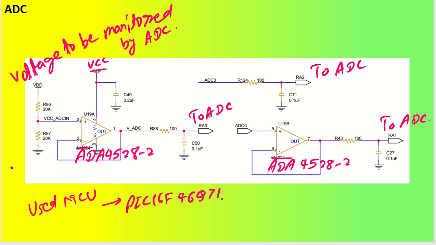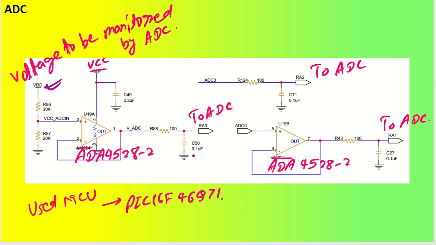So let us say we have to monitor a voltage which is VDD. Let us say 3.3 volt is there. So we have to monitor it through an ADC. So what will be the process that we should follow? Alright, so what we can do is we can go for a resistor division, and this VCC ADC input is the node that is going to a buffer. So let us say we are going to use one op amp which is ADA4528-2. Then this is acting as a buffer. Send it to a low pass filter, okay, an RC low pass filter, and then send it to your ADC.